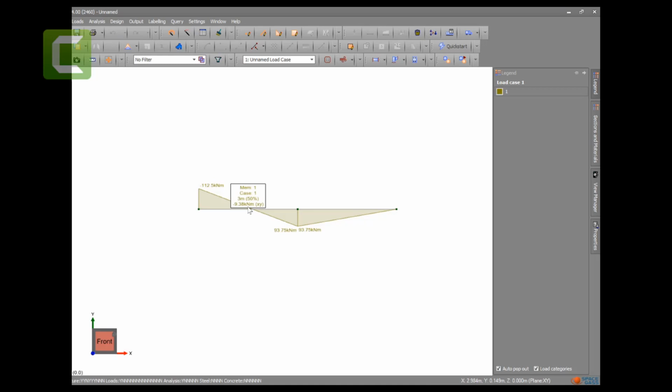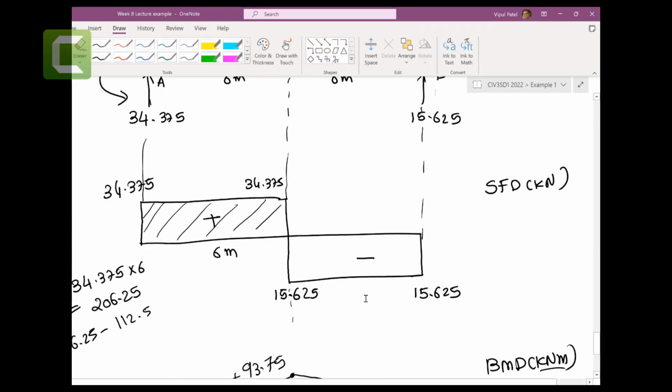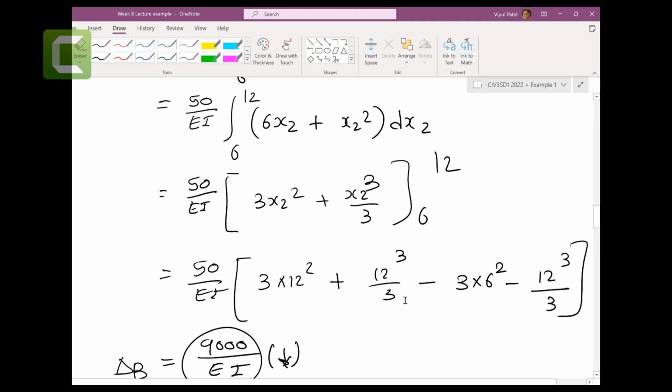I think you cannot see this. All right, so that's good. Now shear force diagram, 34, 15. So 34 and 15. So you got everything there. I hope you understand that. And oh yeah, I agree.